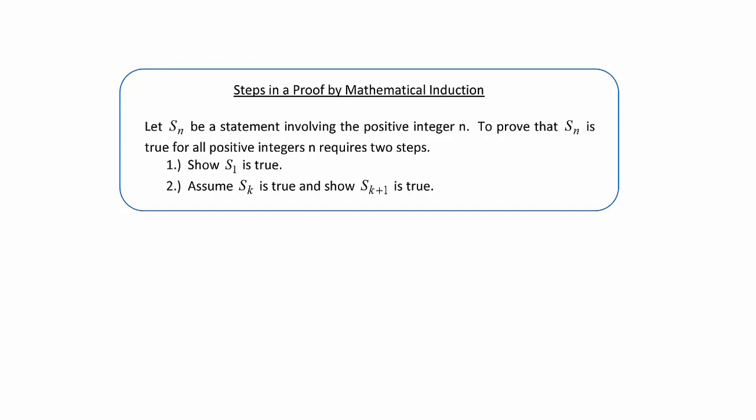So we're going to let S sub n be a statement involving the positive integer n. To prove that S sub n is true for all positive integers n, it's going to require two steps. First, we're going to show that S sub 1 is true. Then we're going to assume S sub k is true, and from that show that S sub k plus 1 is also true. Then we can conclude that our statement is true for all positive integers n.